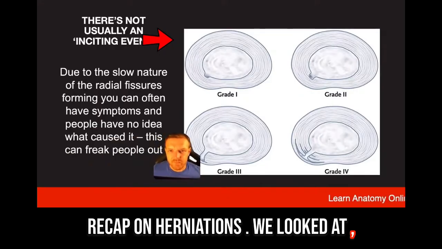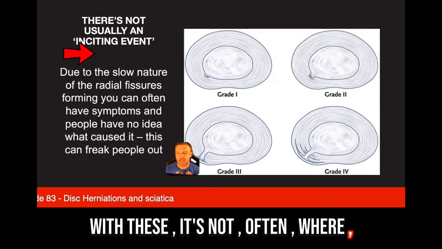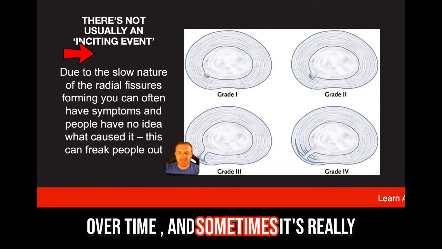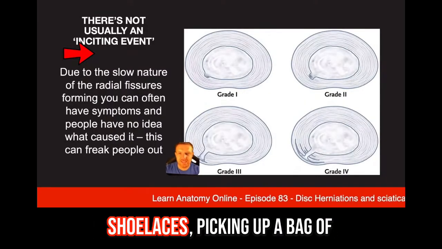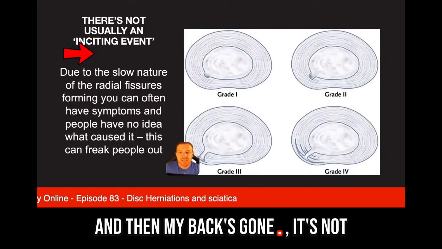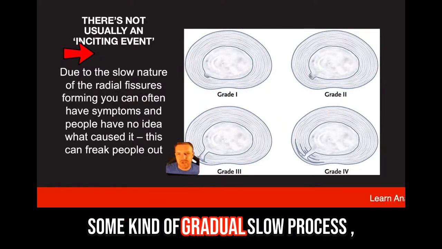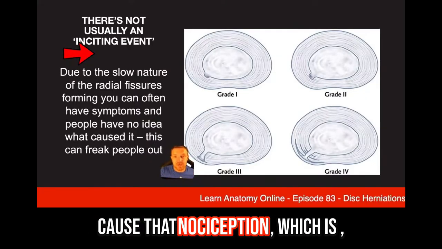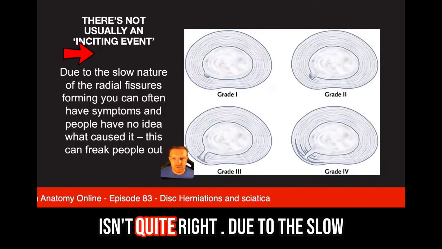We looked at how there's not usually an inciting event with these. It's not often where you do something and then it goes. It's usually something that happens over time, and sometimes it's really innocuous, like sneezing, doing up your shoelaces, picking up a bag of shopping, and then they go, "God, all I did was pick up that shopping and then my back's gone." It's not that something has all of a sudden just ruptured. This would have been some kind of gradual, slow process. And we'll look at the kind of things that cause irritation and nociception, which is danger messages, basically alerting your body that something isn't quite right.